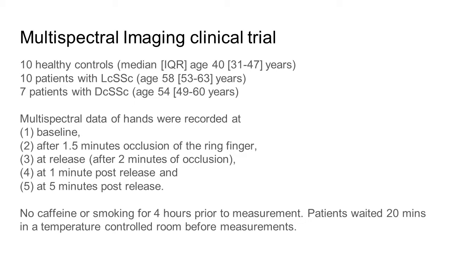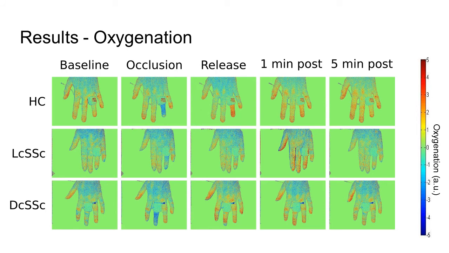And then we take a measurement at baseline, and then we're using a pressure cuff to occlude one of the fingers. So after a minute and a half of occlusion, on the ring finger or the middle finger if that's not available, we take an image, and after 2 minutes of occlusion, we release the pressure in the pressure cuff, and then we're hoping for a hyperoxic reaction afterwards. So we're looking for increased signal, and then we take images at 1 minute and 5 minutes after that. Okay, so this is what our images look like.